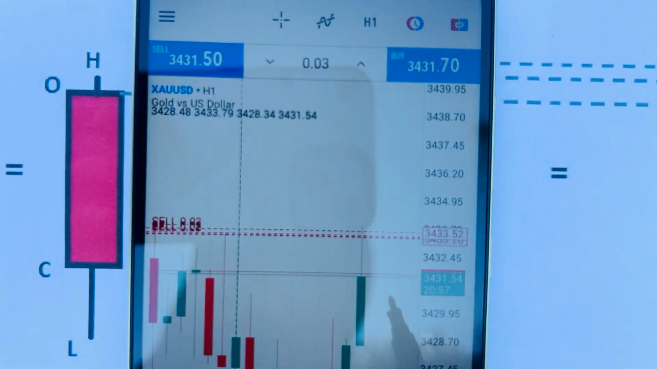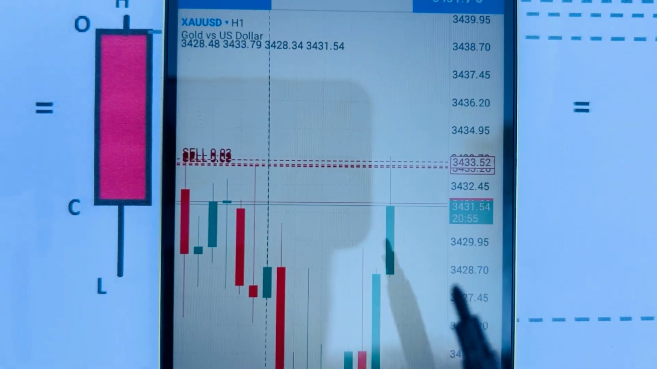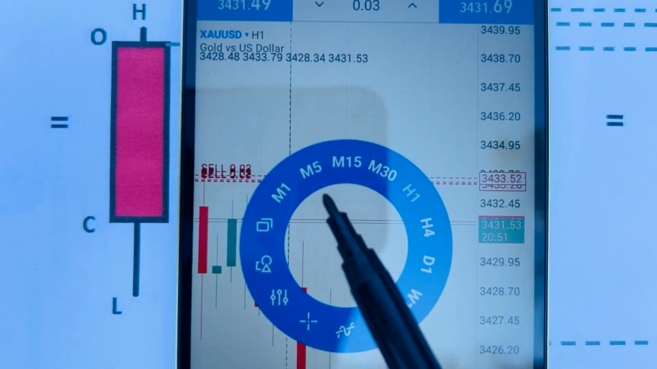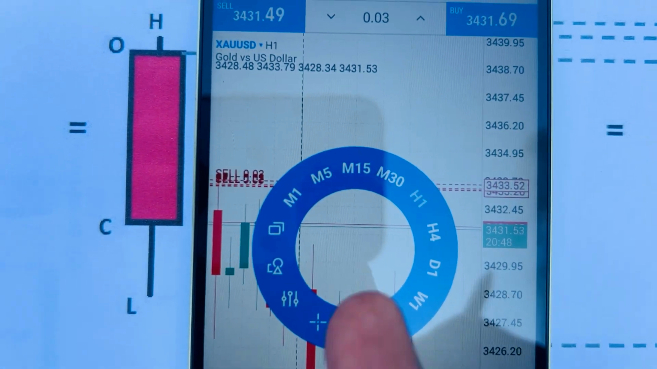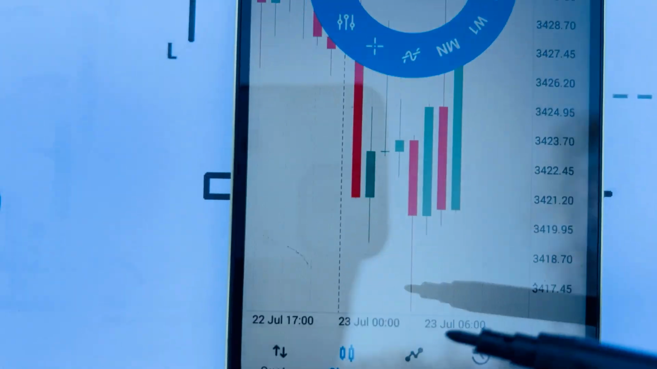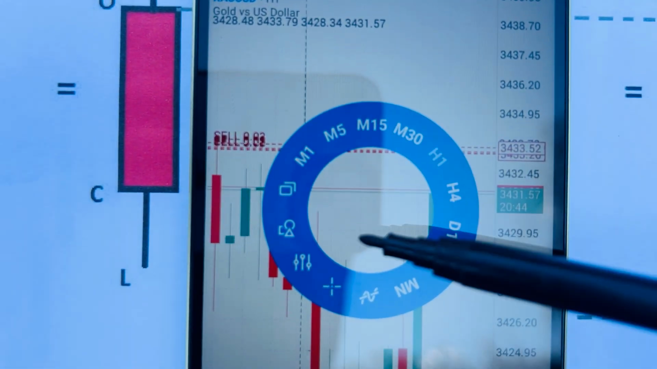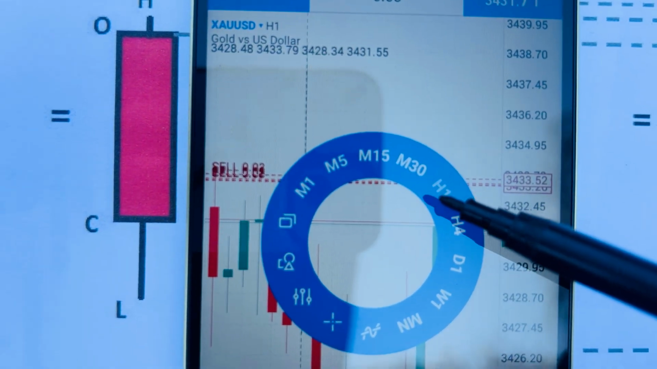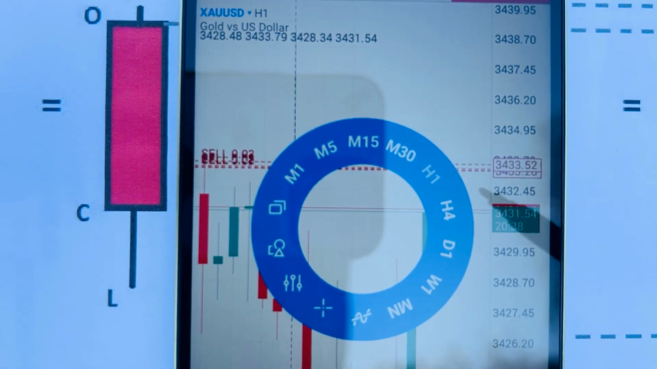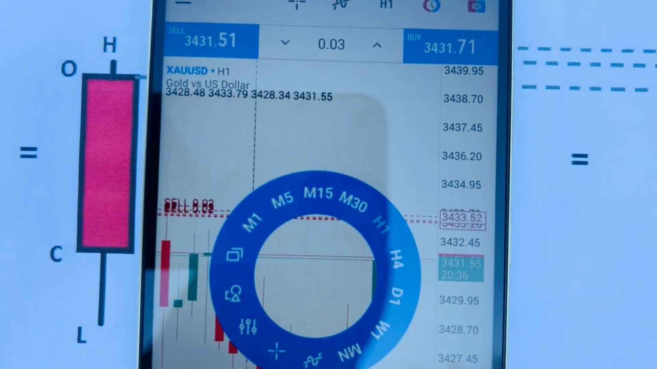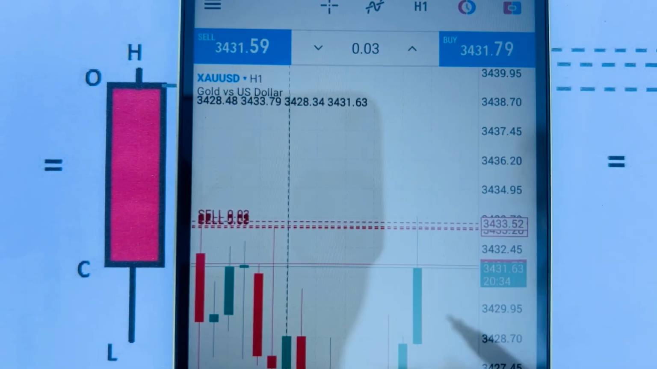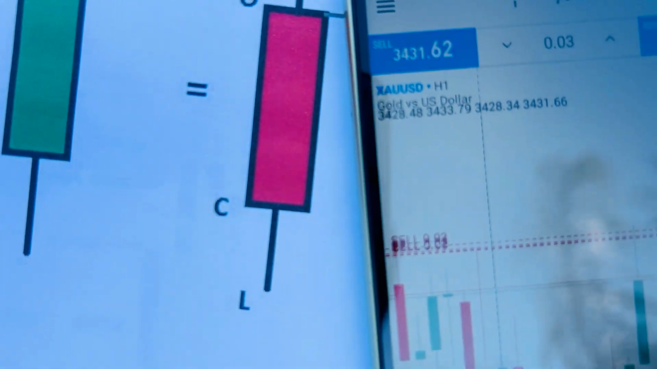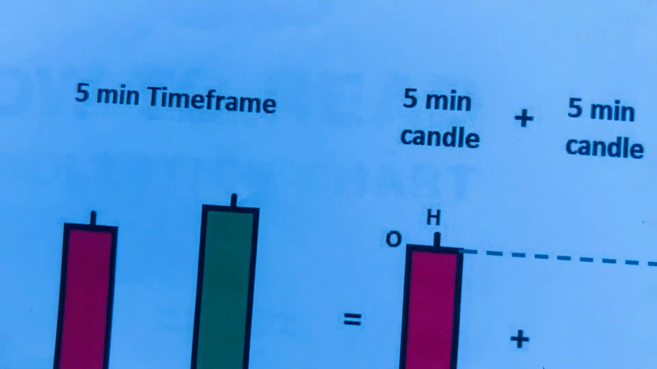Simple. Each and every bar, the candle, when you tap on an empty space in the chart, you will see this. This is your time frame. When we tapped on 1 hour, the H1 represents that each and every bar here is 1 hour.